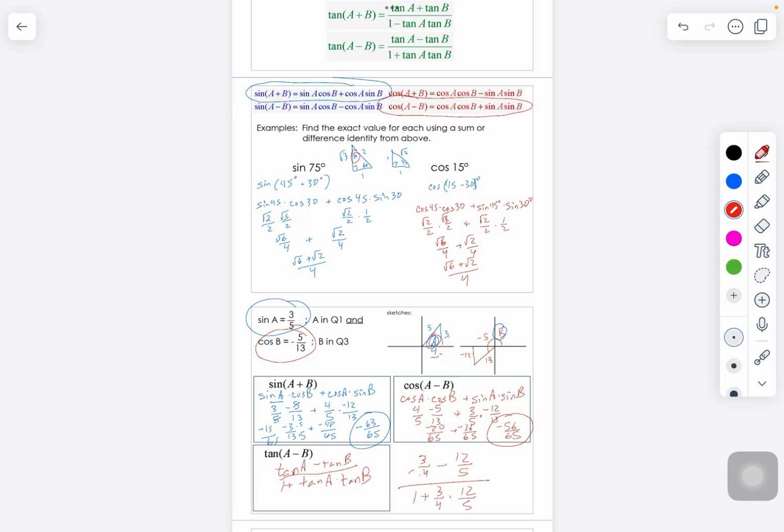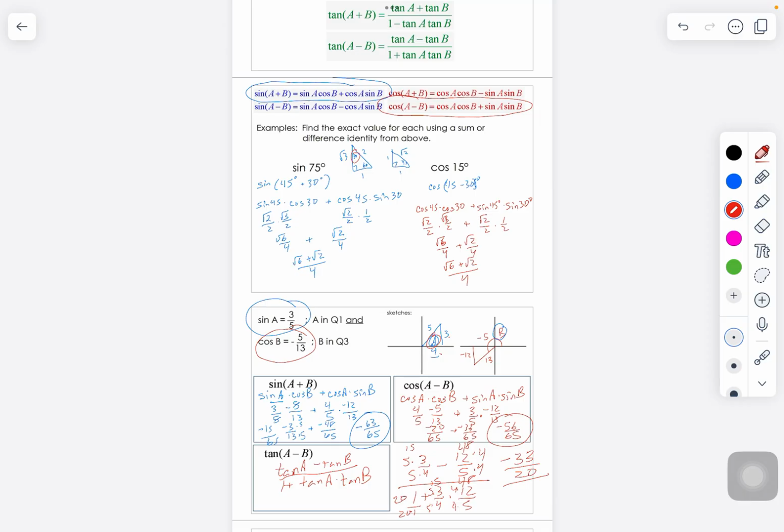Okay, little common denominator work. So that's going to be 15 over 20 minus 48 over 20. So 15 minus 48 is negative 33, so negative 33 over 20. On the bottom, I've got 1, so I'm going to multiply that by 20. I'm going to multiply that by 5, so that's 15. Multiply that by 4, that's 48.